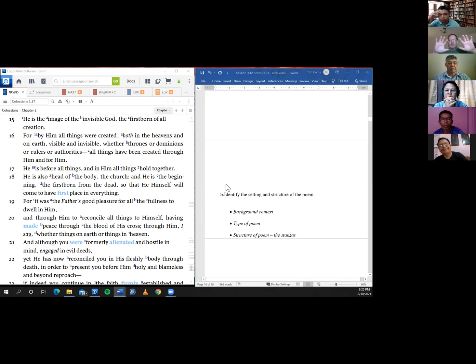So first step, read and observe. I'll just put that here. The first step, again, is to read and observe your poem. The second is to identify the setting and the structure. Setting is, again, all the elements that we talked about in the setting of a poem before.